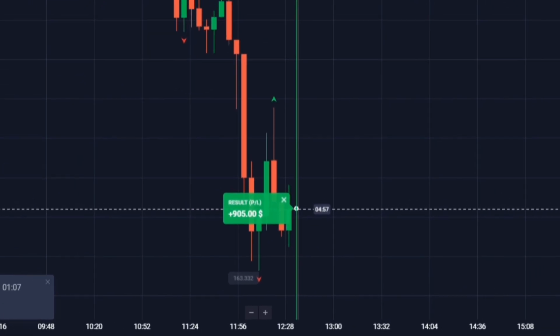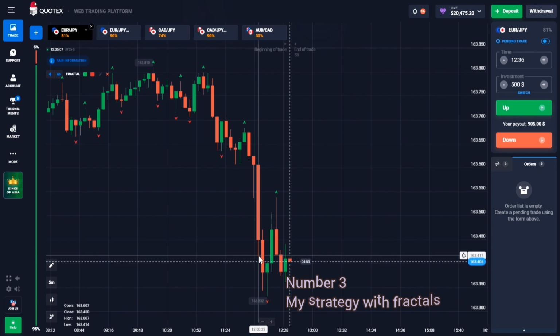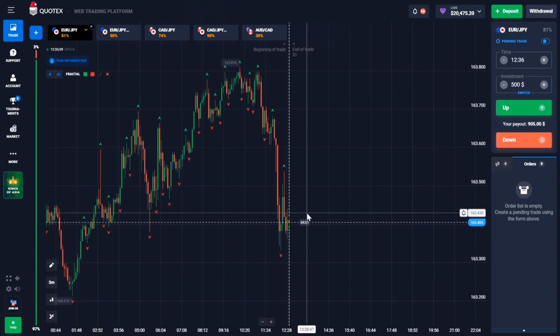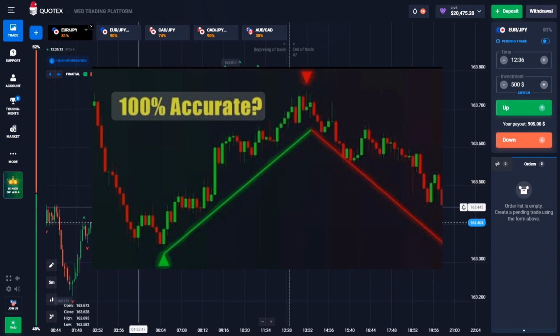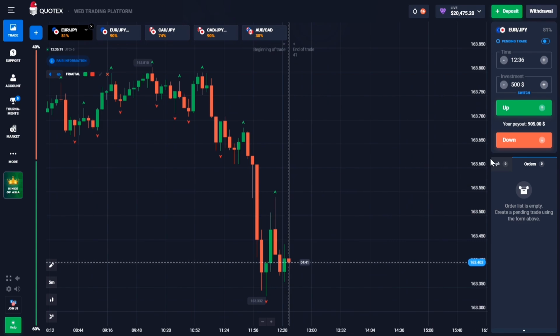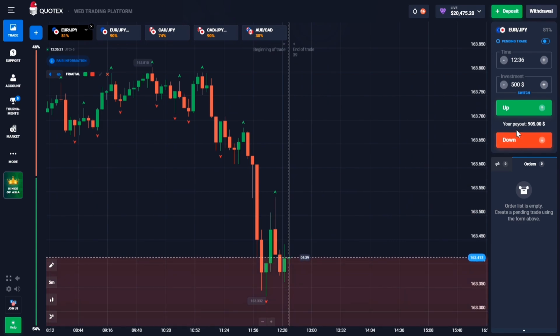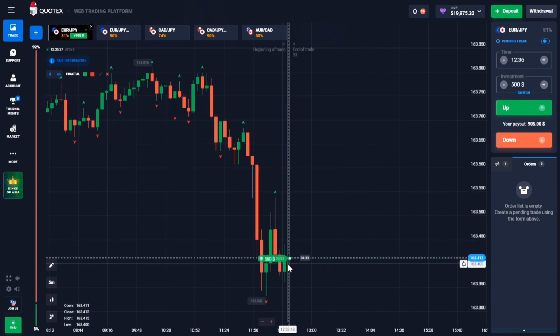Number 3. My trading strategies with fractals. Let's explore some trading strategies using fractals. Trend following. Use fractals to identify the direction of the trend and ride the momentum. Mean reversion. Use fractals to identify potential reversals and trade against the trend. Range trading. Use fractals to identify support and resistance levels and trade within the range.